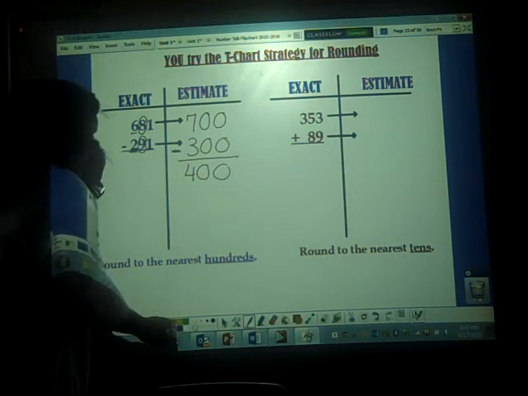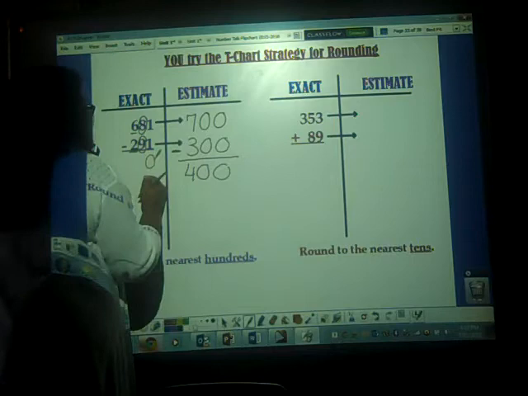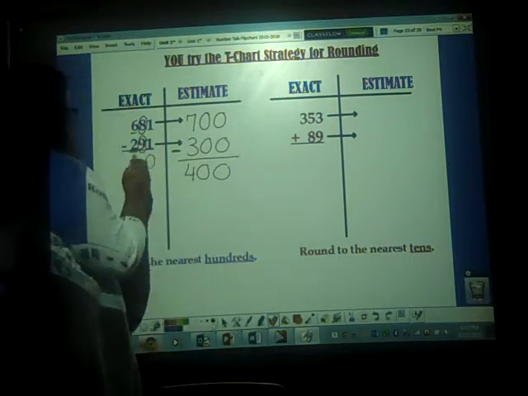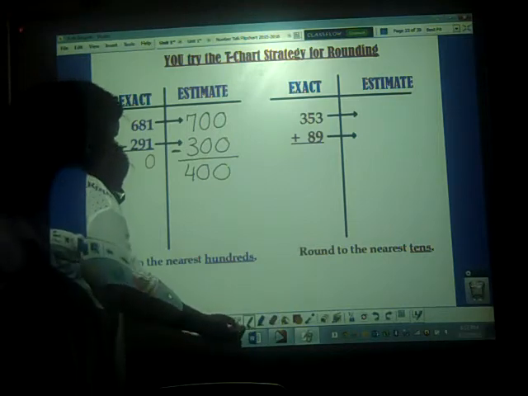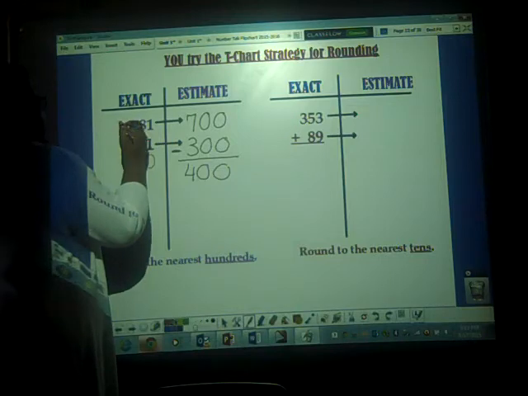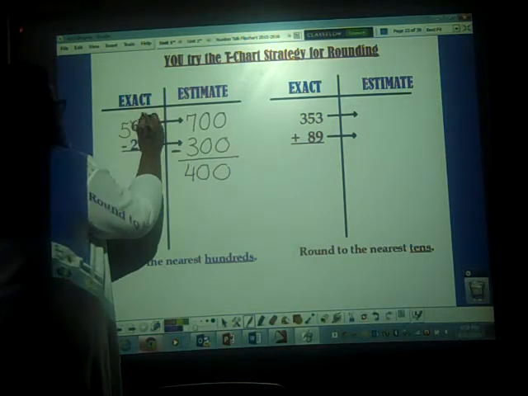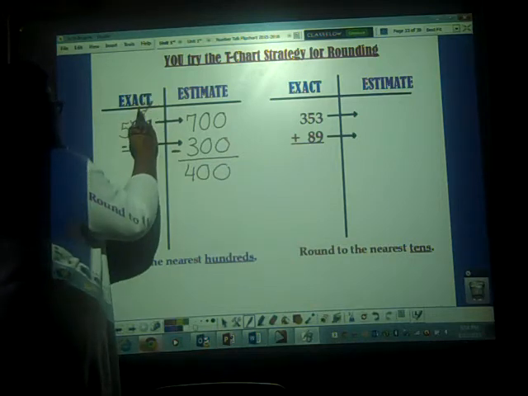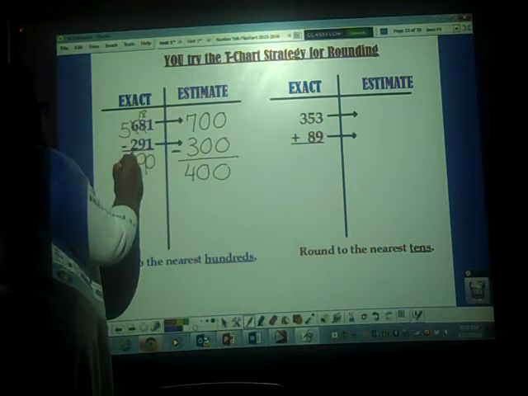Now to find the exact amount, 1 minus 1 is 0. Hope you don't mind if I erase this right here so you can see me. Can you take 9 from 8? No, you cannot. So I need to borrow 1 from the 6. That 6 becomes a 5. This 8 now becomes 18. 18 minus 9 is 9. 5 minus 2 is 3.